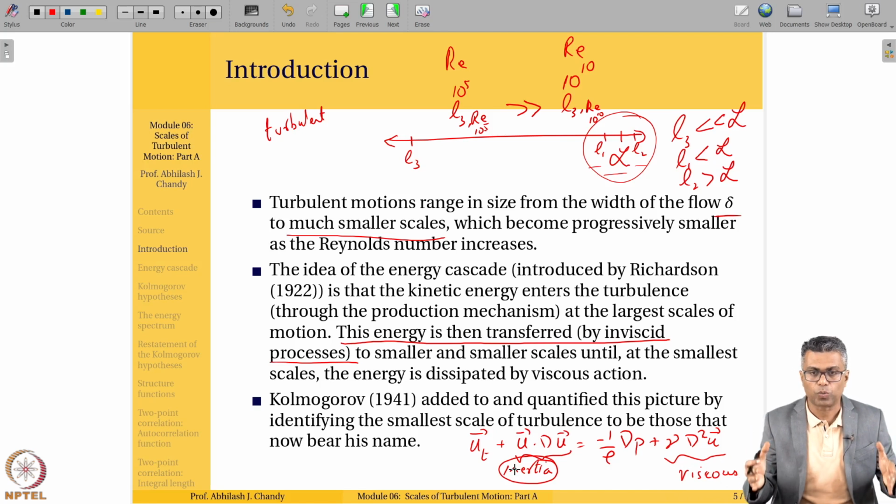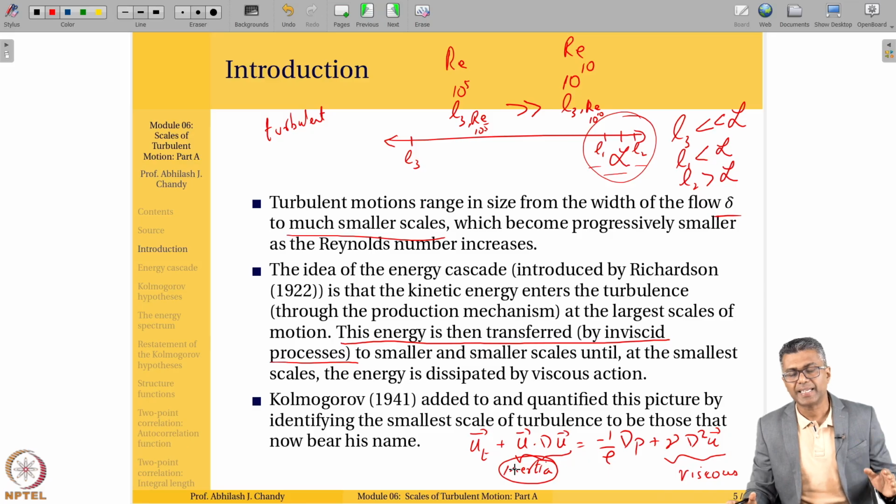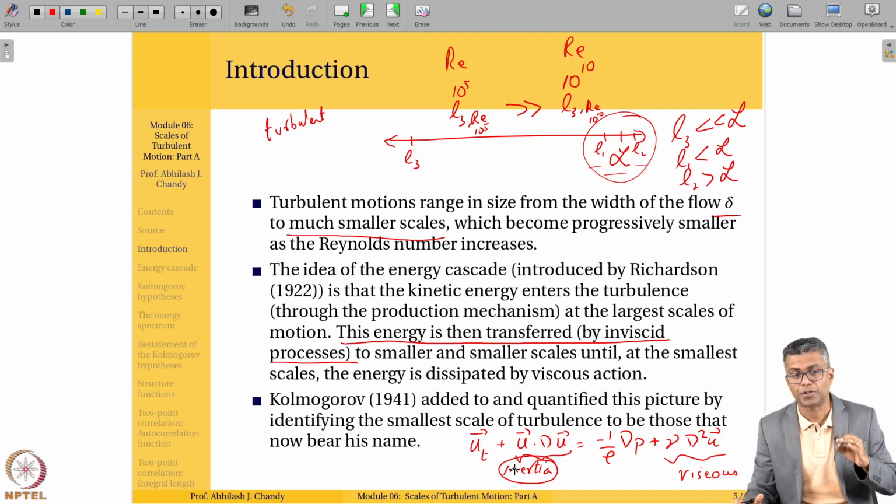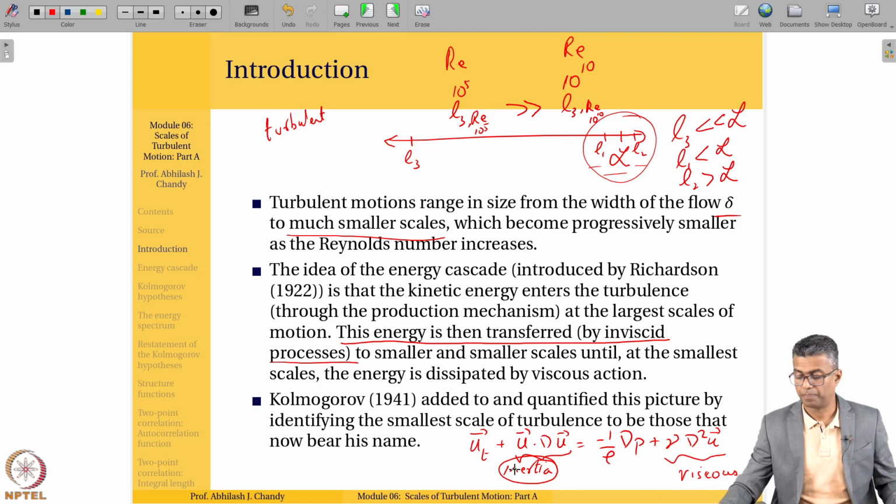This whole picture was developed by Richardson in the 1920s. And then later Kolmogorov in the 1940s added to this, quantified this picture by identifying the smallest length scale of turbulence, which is now named after him, which we call the Kolmogorov scale. So that is the smallest length scale of turbulence. And this module really talks about in detail what those hypotheses are.